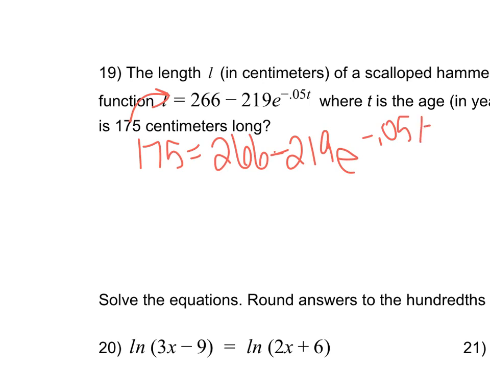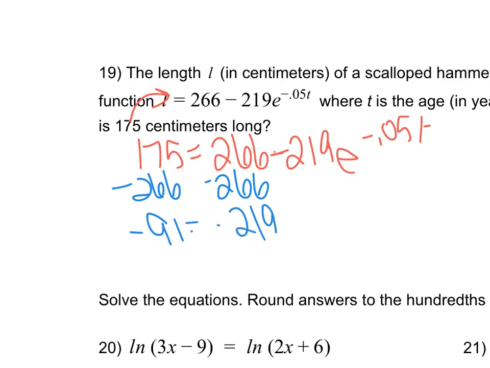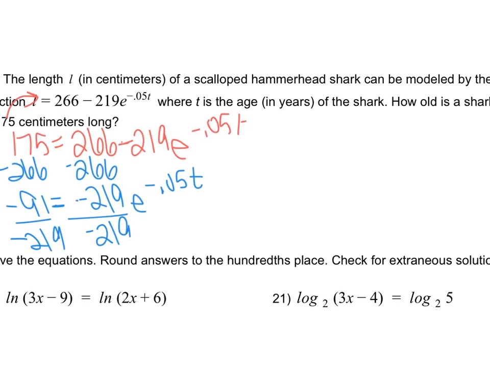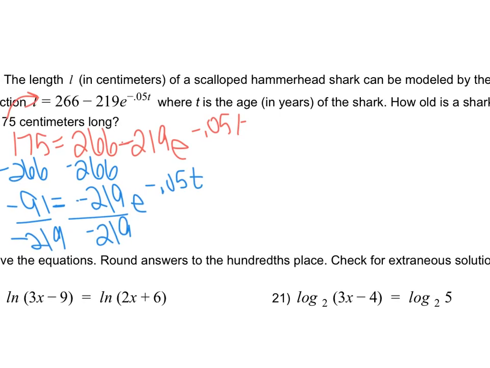Okay, so then I'm going to subtract 266 from both sides, and I get negative 91 equals negative 219 e to the negative 0.05t. Then I need to divide out that negative 219. We want to make sure that when we divide those two numbers that we at least get 4 decimal places. So I have 0.4155 when I divide, equals e to the negative 0.05t.